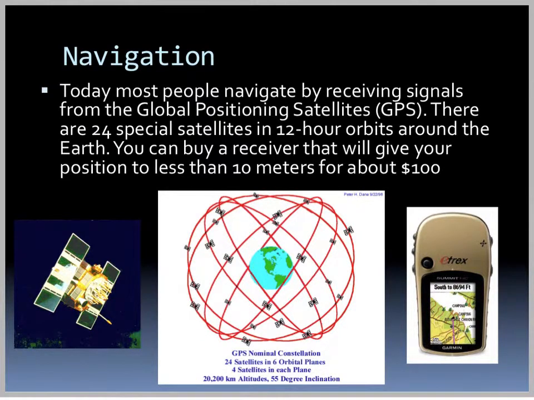Of course, today most people navigate by receiving signals from the GPS satellites. It's 24 satellites that are in 12-hour orbits around the Earth. You can buy a receiver that'll give you your position to less than 10 meters for about $100.